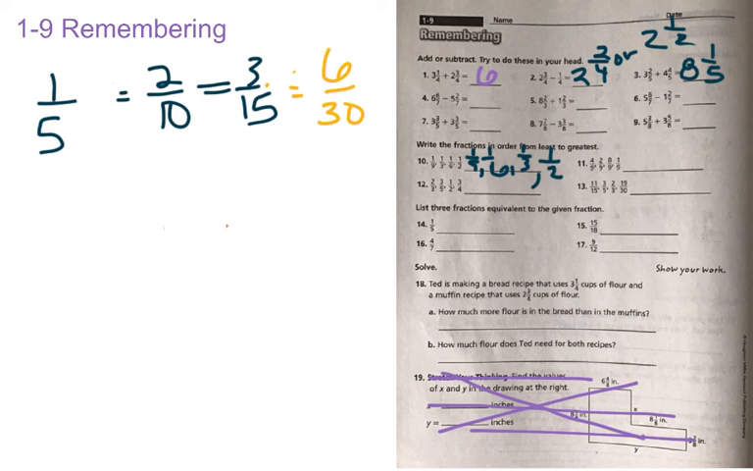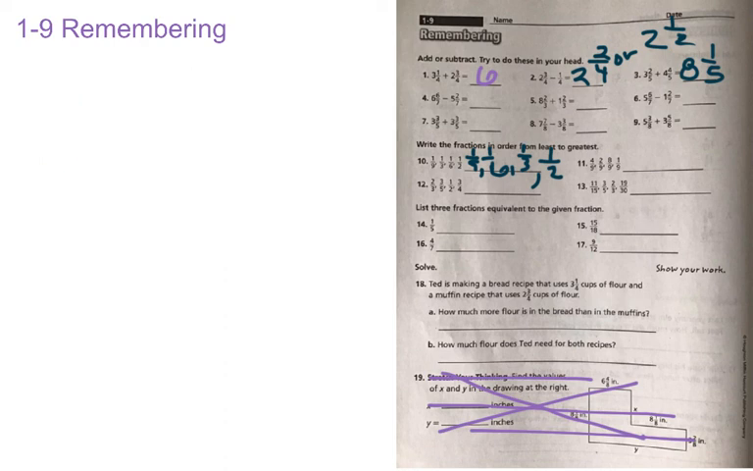Number 18, it's a two-part problem. It says, Ted is making a bread recipe that uses 3 1/4 cups of flour, and a muffin recipe that uses 2 3/4 cups of flour. A reads, how much more flour is in the bread than in the muffin. And your key word there is how much more. So you're going to have to figure out the difference between 3 1/4 and 2 3/4, and that's going to set you up a subtraction problem.